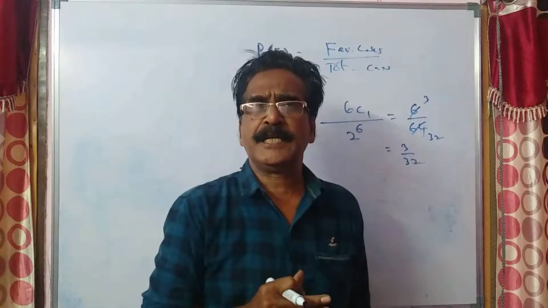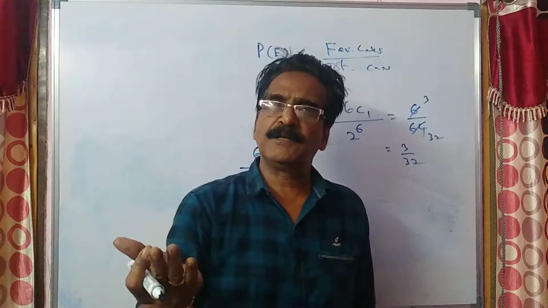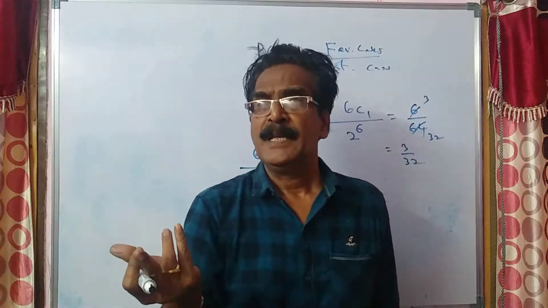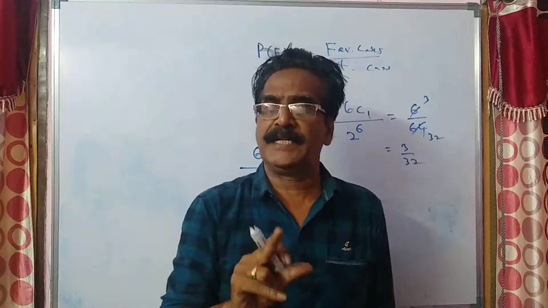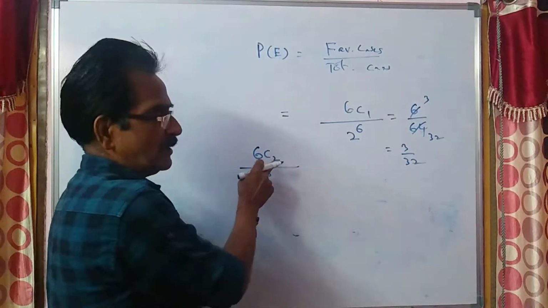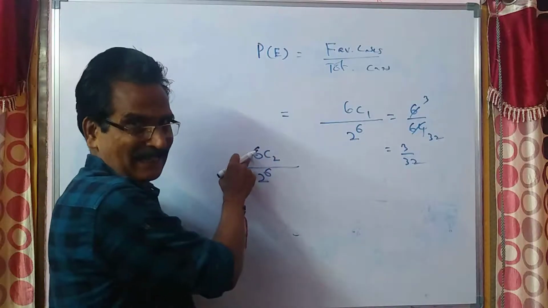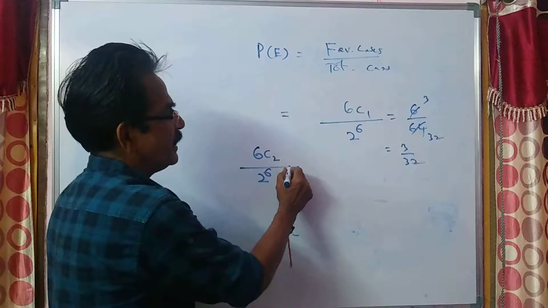Exactly 2 times head: either first time and second time, or second time and third time, or third time and fourth time, or fourth time and fifth time, or first time and sixth time, or first time and fifth time, any 2 times falling head. So you have to select 2 times from 6 tries. So 6C2 by 2 power 6 is your answer.